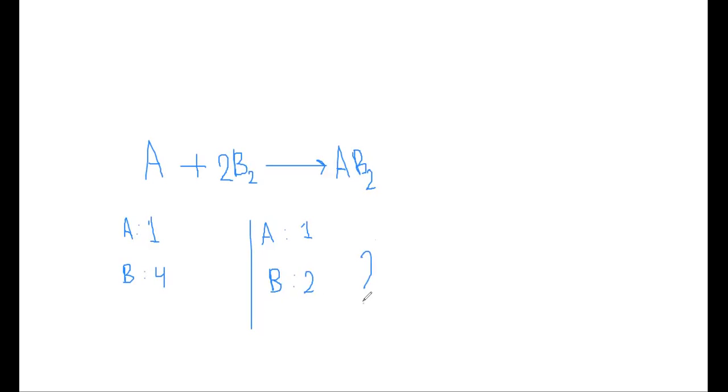How can we balance it? Look here. We have 4 here, so we must have 4B here. So I put a coefficient of 2 in front of B. I put here 2, so we have 2 multiplied by 2, which is 4. But there is another problem. Now we have 2 here, so we put it here. Now in this case, it is balanced. Notice that we have 2 atoms of A here.